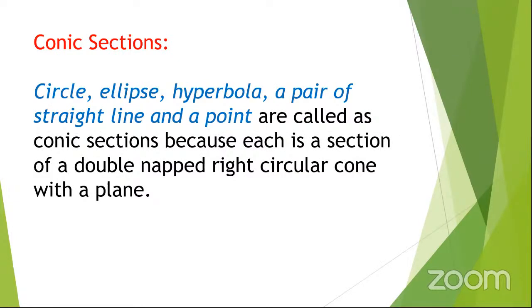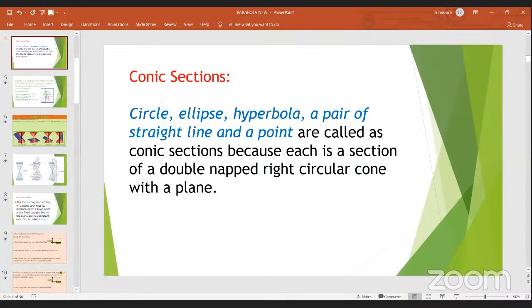Let us take the definition, children. Conic sections: circle, ellipse, hyperbola, a pair of straight lines and a point are called conic sections because each is a section of a double-napped right circular cone with a plane. Dear children, let us see this definition in detail.